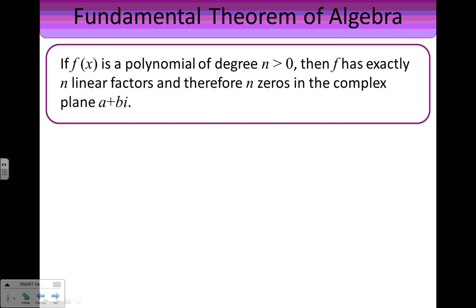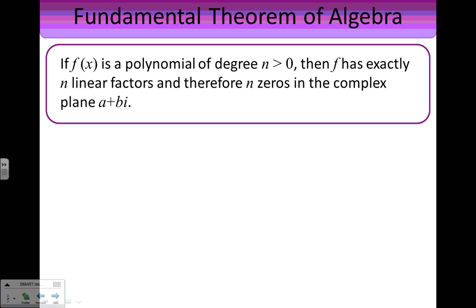So we'll start by reviewing the fundamental theorem of algebra. So if f of x is a polynomial of degree n greater than 0, then f has exactly n linear factors and therefore n zeros in the complex plane, a plus bi. Okay? So let's go through that again.